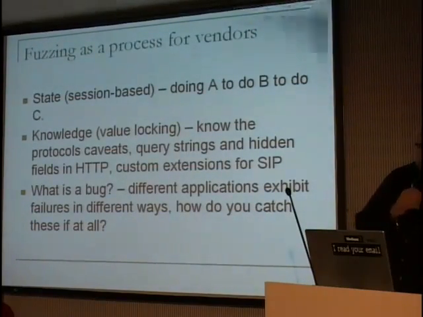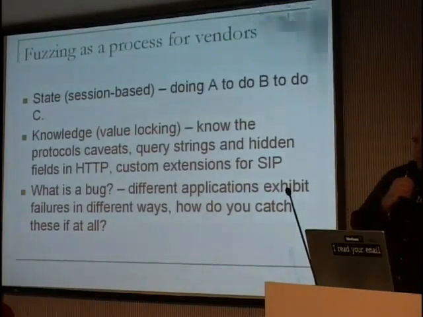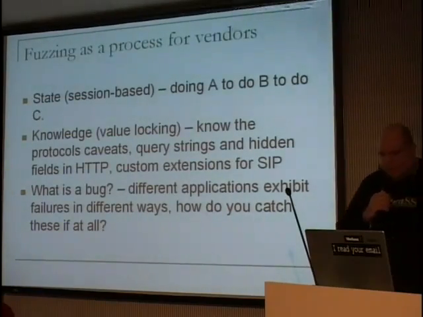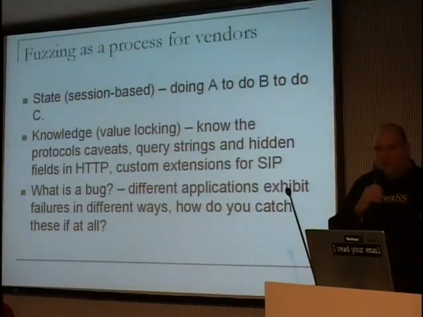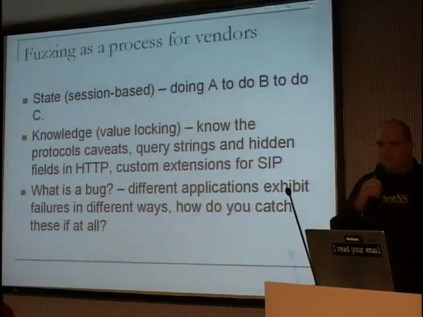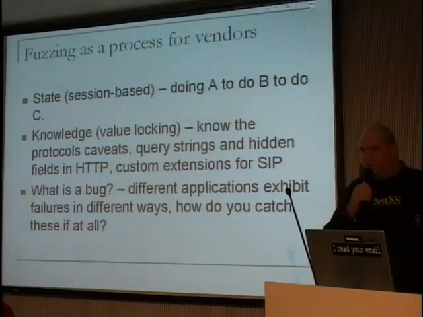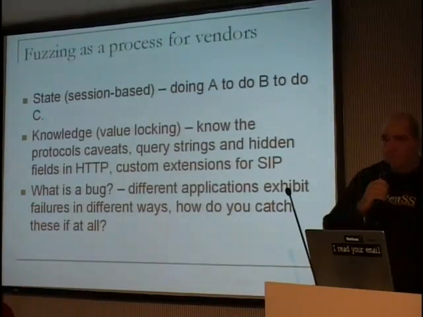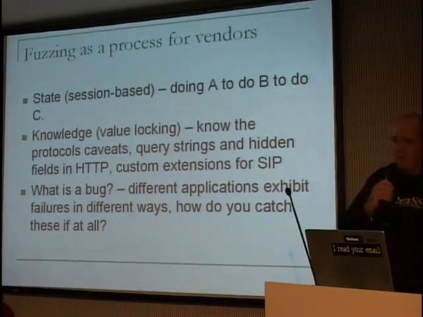Knowledge, I also call this a little bit value locking. Know what the protocol problems are. So if it's query strings or hidden fields in HTTP, custom extensions for SIP or anything else, we should probably know about this and make sure the fuzzer can actually cope. Define what a bug is, as in, if different applications can show us different bugs in different fashions, don't limit ourselves just, for example, to exceptions. That would be silly. Although exceptions means, hey, there is no false positive.